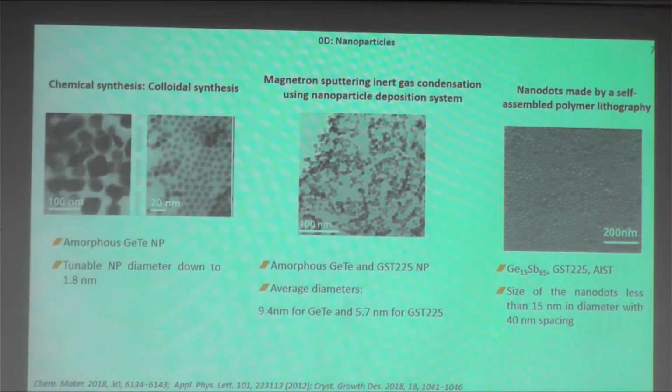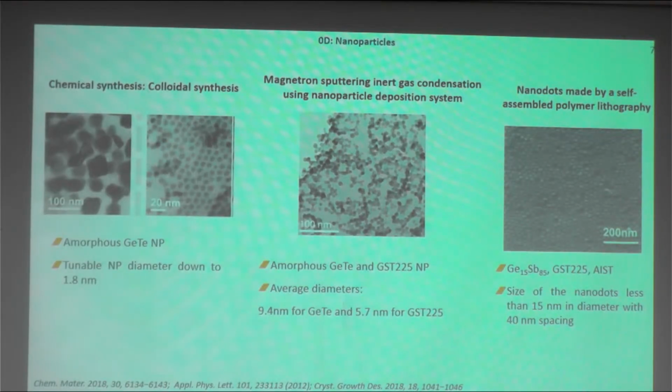These nanoparticles can be synthesized by different approaches. One is very simple and widely used. This is chemical synthesis, colloidal synthesis. Here you can produce amorphous germanium telluride nanoparticles with tunable diameter down to 1.8 nanometers.